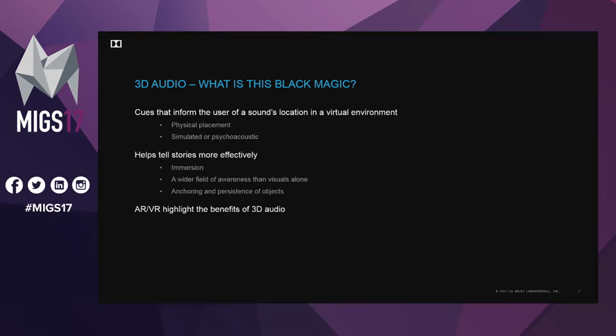So first, let's talk about this black magic that is 3D audio. We've been chasing this for years, and we could use all kinds of overblown language to talk about it, but at the end of the day, it's simply a set of cues that inform the user about the space they inhabit in a virtual environment. Pretty simple, right? It's just informing the picture that you get. There are two ways you could provide this. You could either, A, take a speaker and put it in the exact place that you want a sound to come from, and hey, you've simulated reality, good for you.